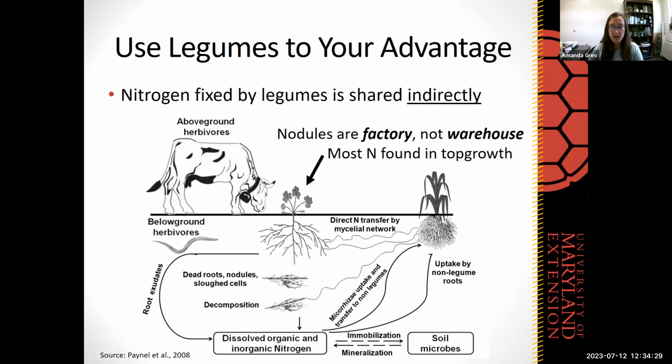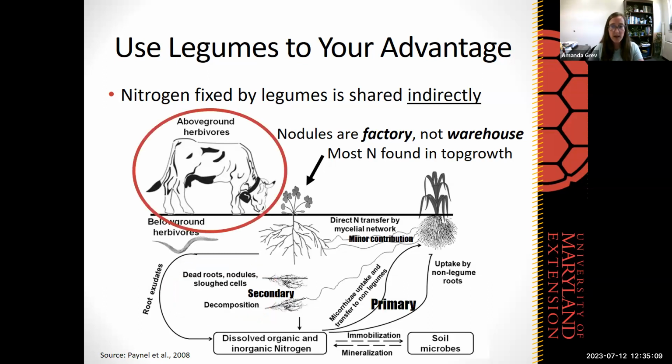So we think about different ways that a legume plant is sharing or adding nitrogen into a system. We have a direct transfer through mycelial networks, which is very minor. So there's a little bit of transfer happening, but it's not the primary way that grasses and other forages can get this nitrogen from legumes. We also have dead roots, dead nodules, sloughed cells that are decomposing in the soil. And as they decompose, they're releasing some nutrients. So this is our secondary contribution of nitrogen from legumes to some of those grass species.